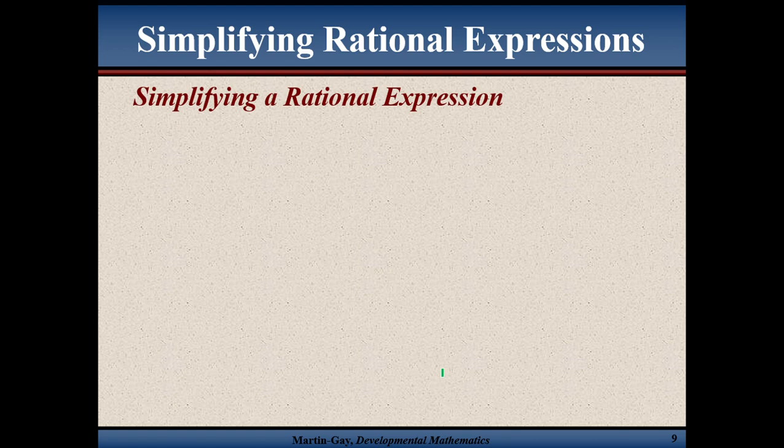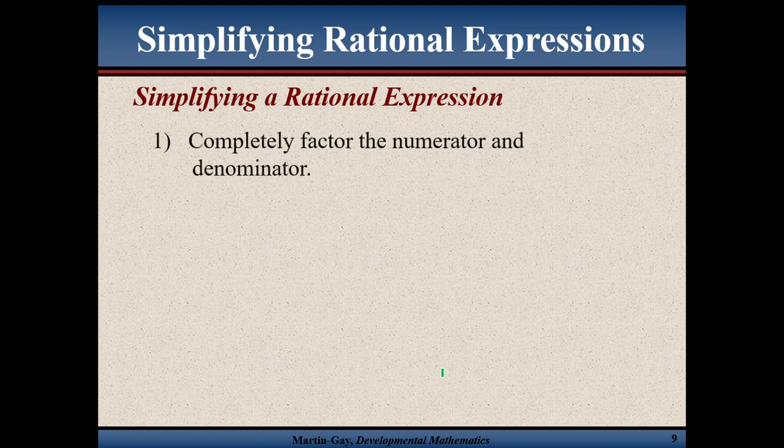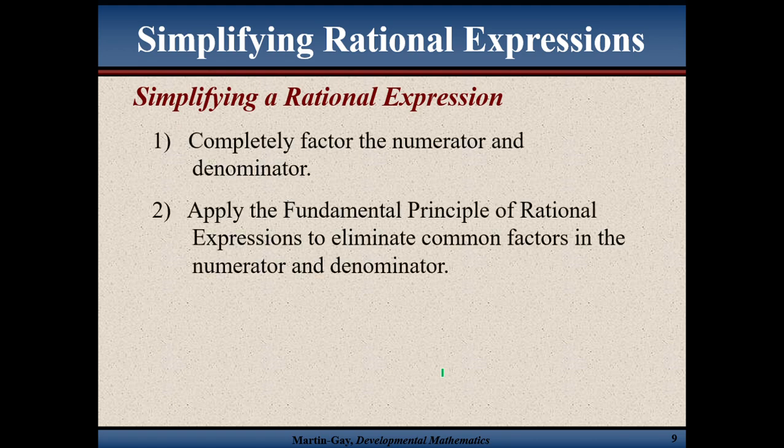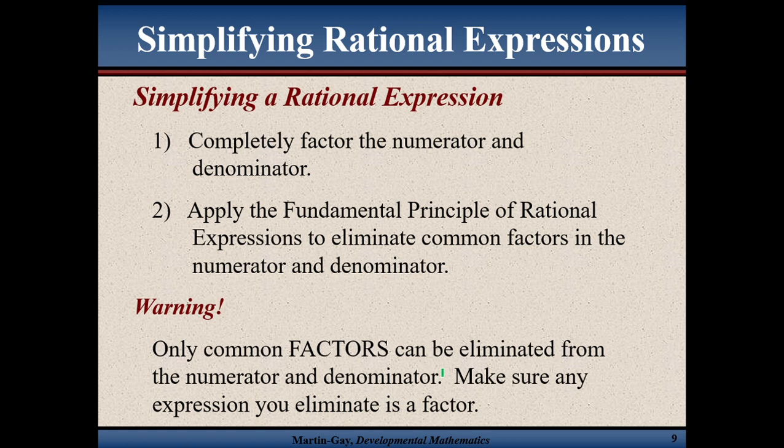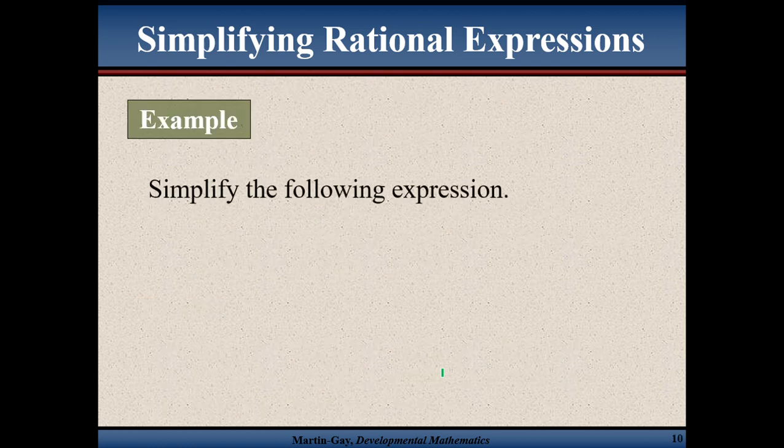So, simplifying a rational expression: completely factor the numerator and denominator. Apply the fundamental principle of rational expressions to eliminate common factors in the numerator and denominator. Warning: only common factors can be eliminated from the numerator or denominator. Make sure any expression you eliminate is a factor. Simplify the following: 7x plus 35 over x squared plus 5x.